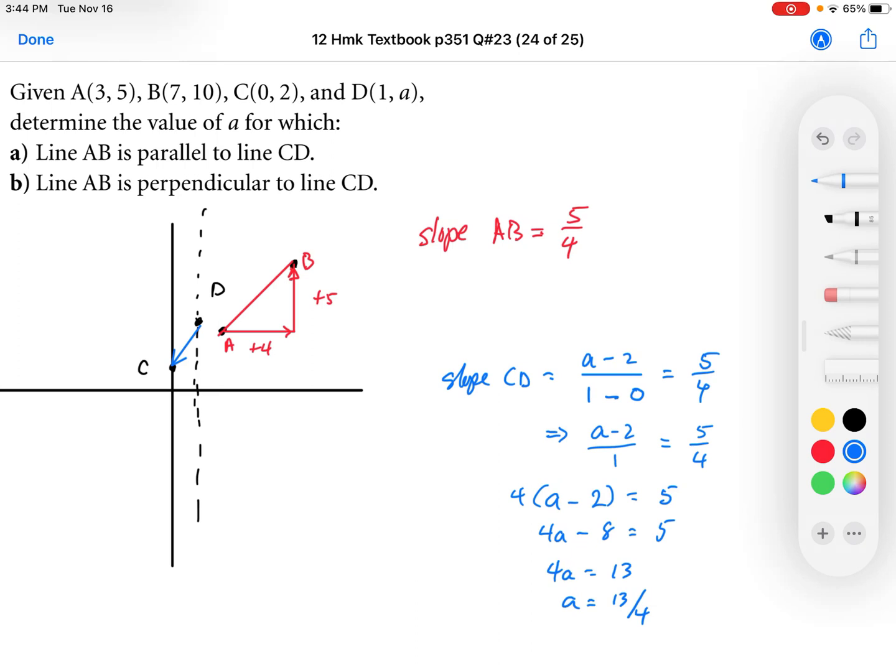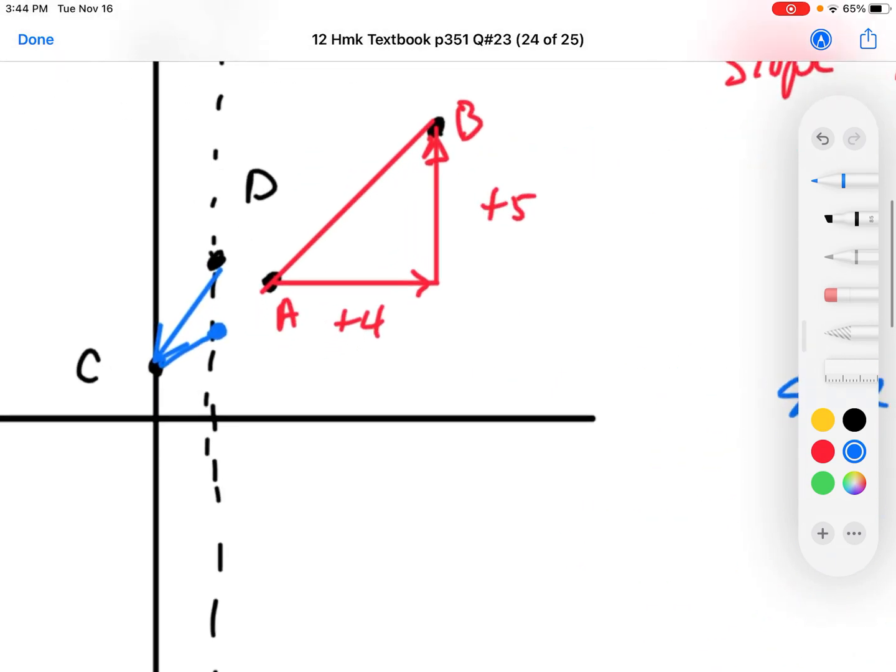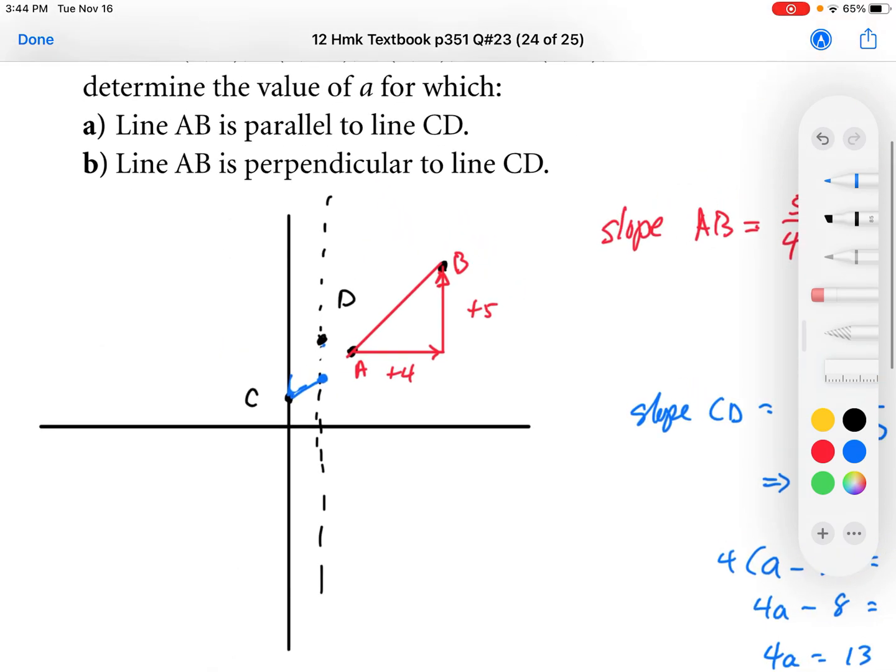Okay, so that's about 3.25. So 3.25 would represent the point where it's going to be parallel, so it's going to be more like that, somewhere around there. Okay, so I'm just going to zoom in and get rid of that other blue line, which we don't need. So that is my parallel line.